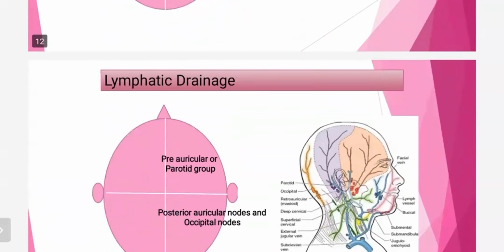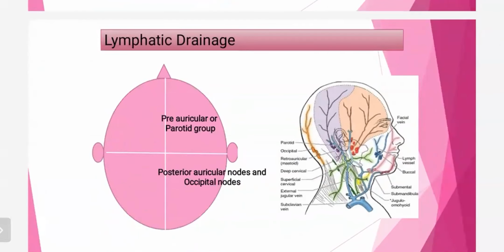And the lymphatic drainage, it is very essential to know the lymphatic drainage of the scalp. You can see one line crossing from ear to ear, and the area in front of that line is draining to the preauricular or parotid nodes, and the area behind that line is draining to the posterior auricular nodes and occipital nodes.